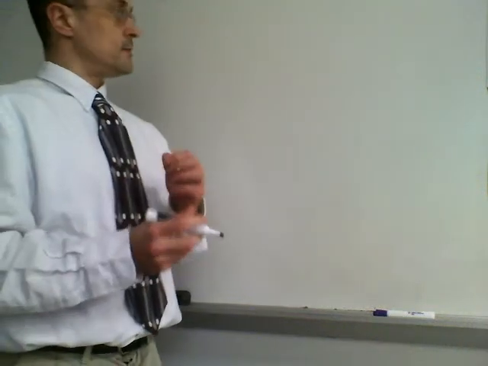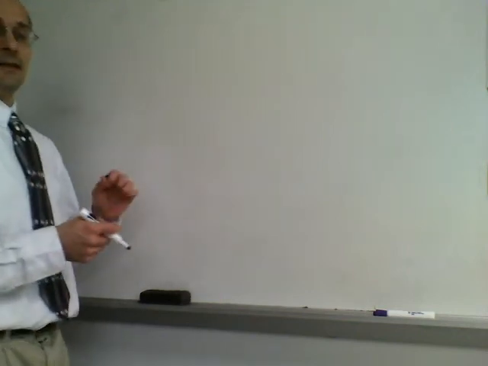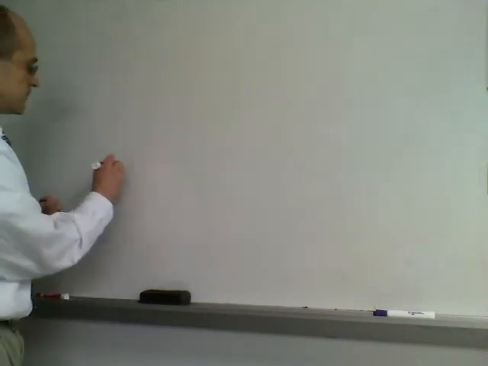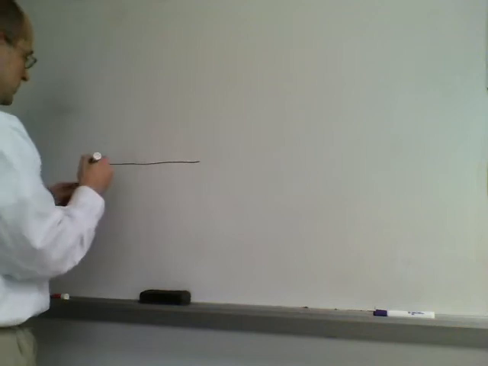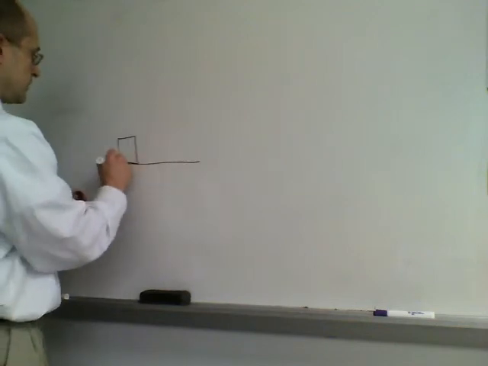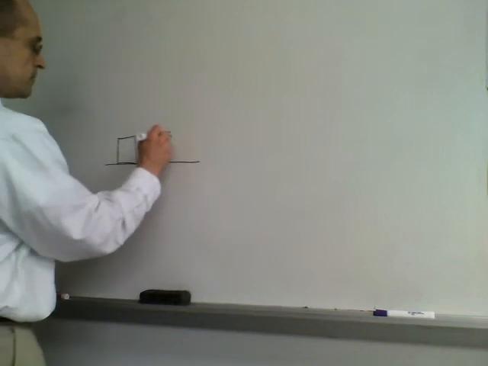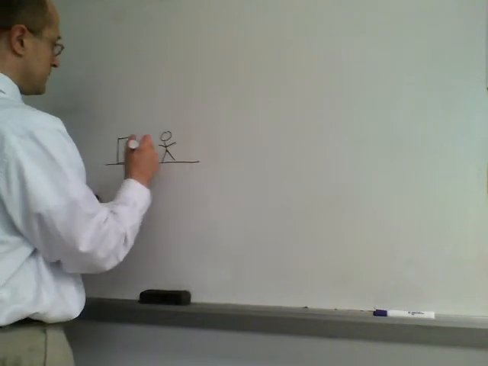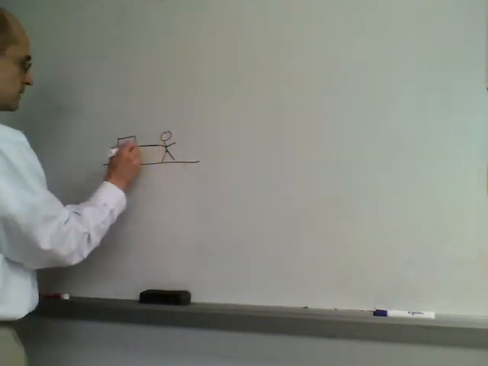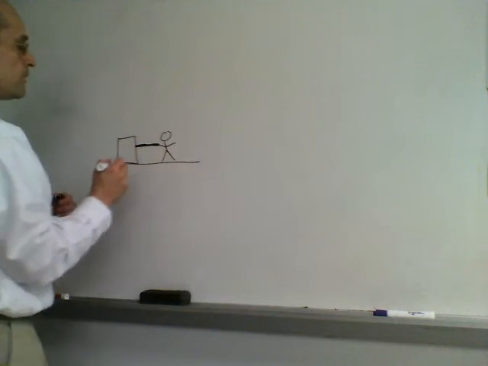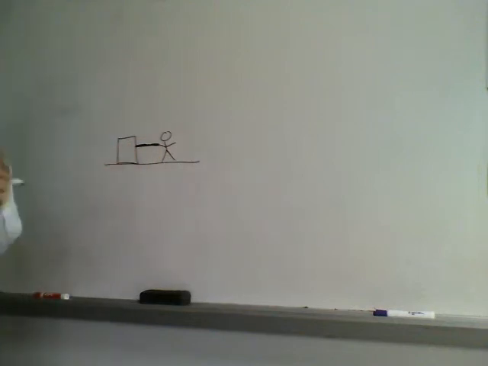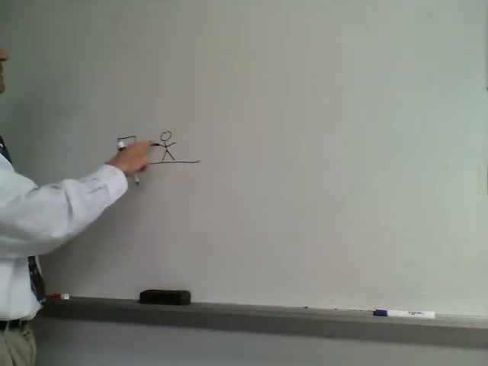Okay, what we want to look at in this problem we're going to examine today is a free body diagram. In this free body diagram, we want to assume that we have some type of crate. And we're going to have some stick guy, of course, pulling on this crate because he's got a rope attached to it.